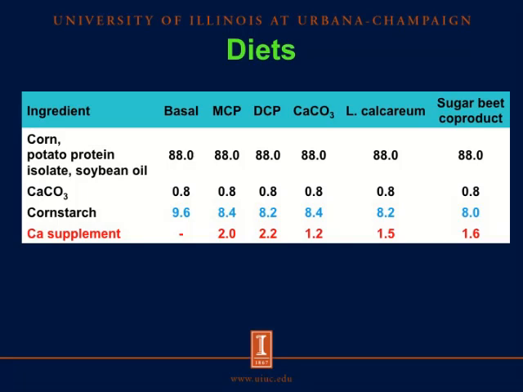These are the diets without phytase, and because we used the difference procedure, we used a basal diet that contains 88% corn, potato protein isolate, and soybean oil. We also added 0.8% calcium carbonate and some cornstarch, vitamins, and minerals. So we formulated the other diets using the basal diet, but we added the calcium supplement at the expense of cornstarch. So by the difference procedure, we will be able to determine the digestibility of the calcium from the calcium supplement.